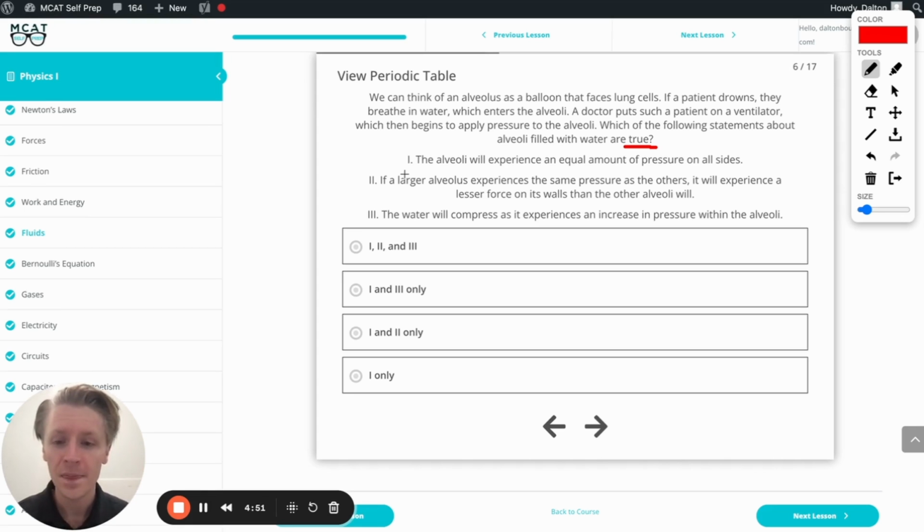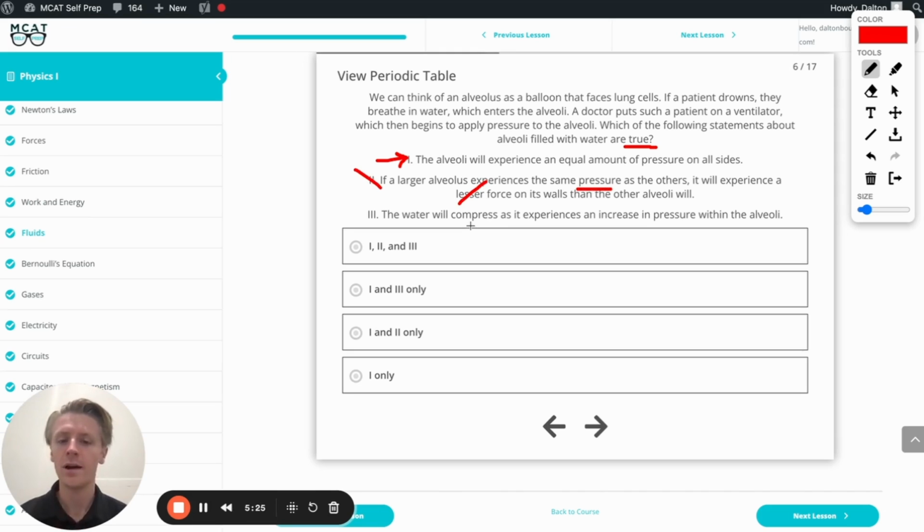First off, number 1: the alveoli will experience an equal amount of pressure on all sides. Well, that checks out. That's what we were talking about with Pascal's principle, so that sounds right. The next one: if a larger alveolus experiences the same pressure as the others, it will experience a lesser force on its walls than the other alveoli will. This is the tricky one. When we applied the equation, we found that the increased surface area in that larger alveolus meant that with the same pressure, it was getting greater force. So this is going to be incorrect.